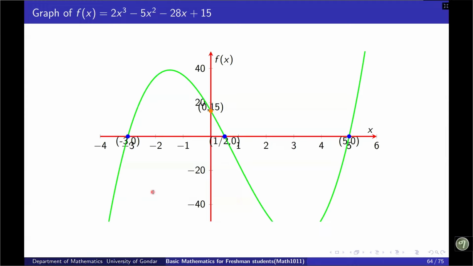Then the graph roughly could look like this. This is the y-intercept 0, 15. This is minus 3, which is the first zero. 1 over 2, 0 is the second root, and the third rational root would be 5, 0, which is an x-intercept of the graph. So the ends of the graph are increasing in the upward direction on the right side, and go down in the negative direction on the left side.